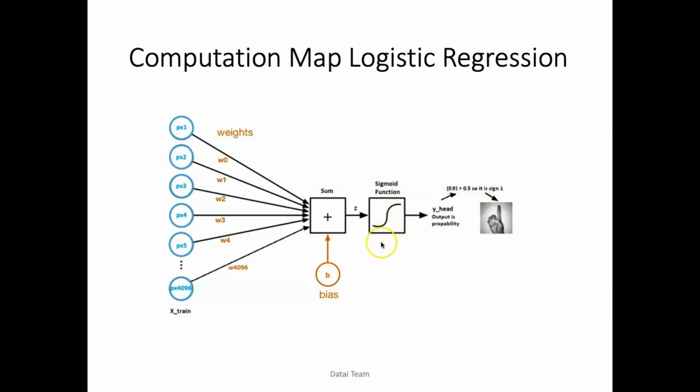Instead of writing z like this, we could write z is equal to pixels times weights plus b, and this wouldn't make as much sense. Visualizing it like this is easier for everyone.